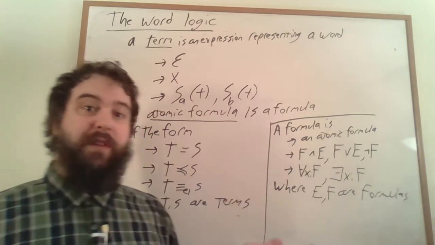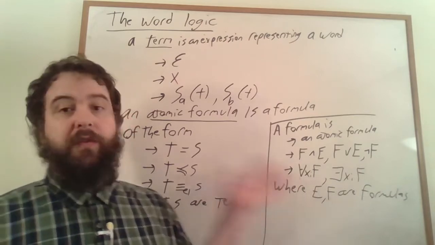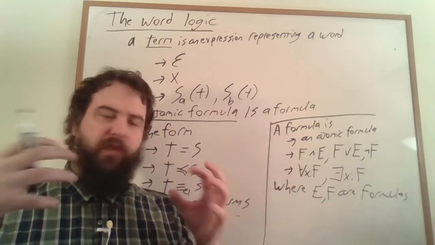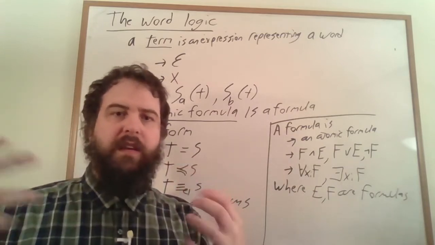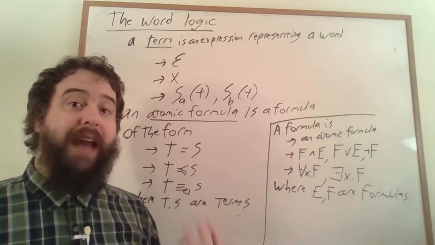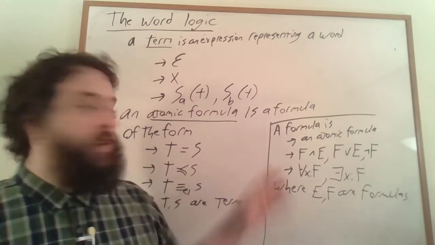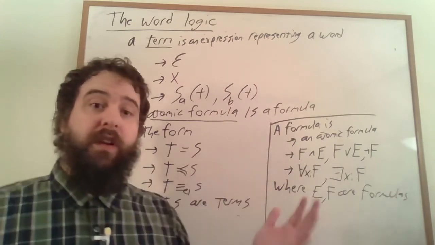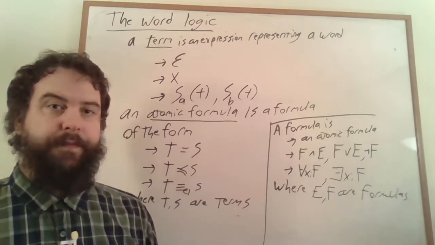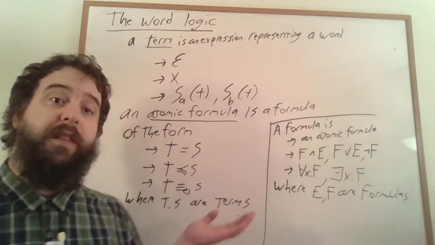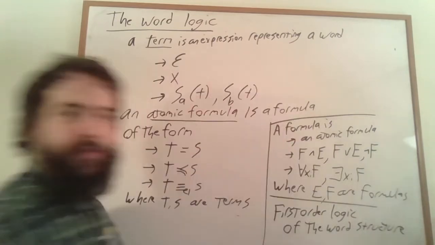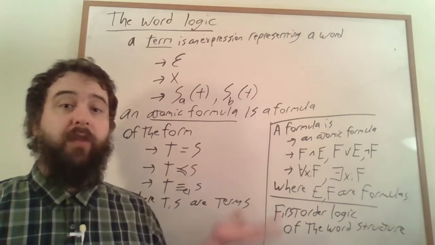But there is kind of an important point here. First and foremost, these formulas that we've defined are just strings of symbols. They're just recursively constructed expressions. And what that allows us to do is mathematically analyze individual formulas and also the collection of all formulas, something that we couldn't do if we were trying to define everything in English. Together, we call the set of all formulas constructed in this way the first order logic of the word structure.